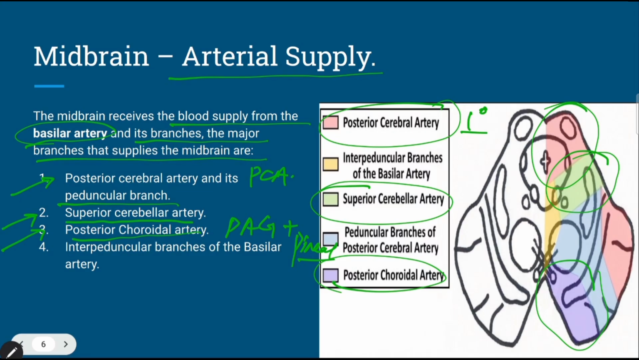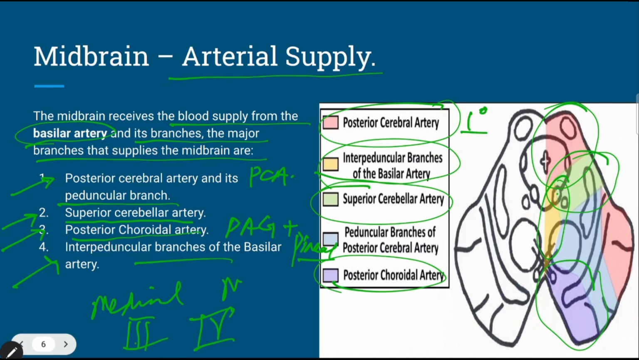Finally, the interpeduncular branch of the basilar artery. These are small paramedian branches that supply the medial tegmentum, including the oculomotor nucleus and red nucleus. A basilar artery occlusion here can also contribute to Weber or Benedict syndromes. Think again about cranial nerve 3 issues plus contralateral tremor if the red nucleus is involved.